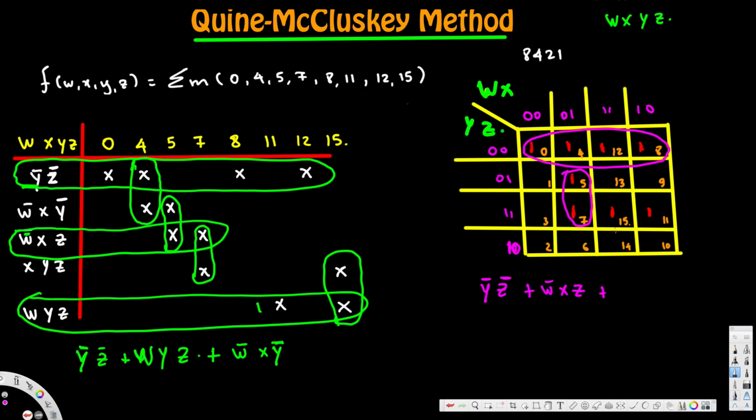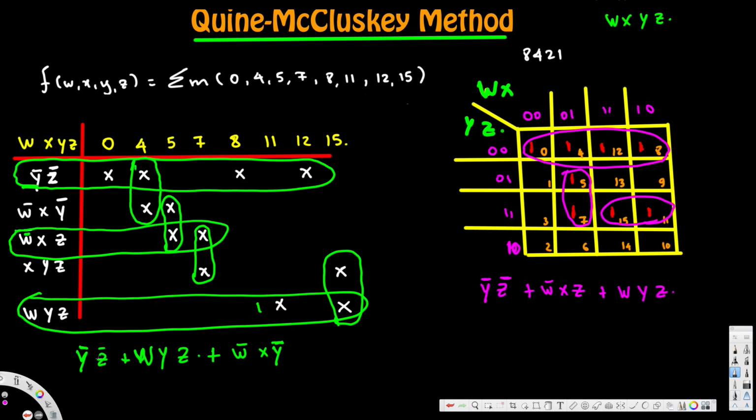And the next thing is we can take this one. For this one we have w is not changing, so we put w, and then x is changing, and here we have y and z. Y and z, both of them are not changing, so we put wyz.